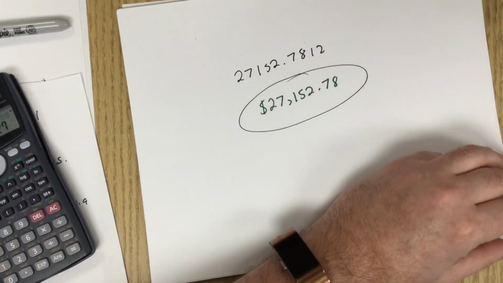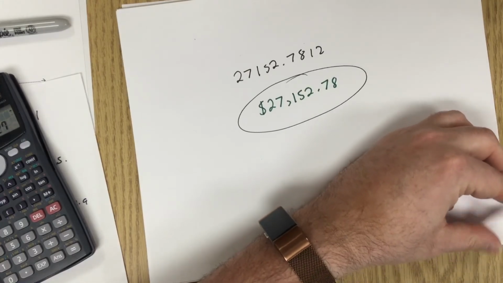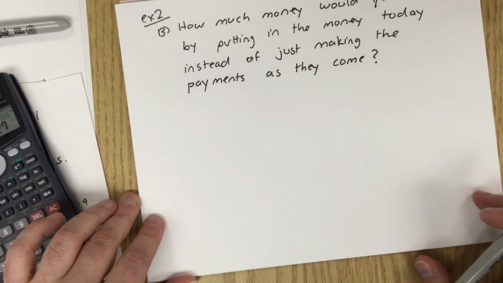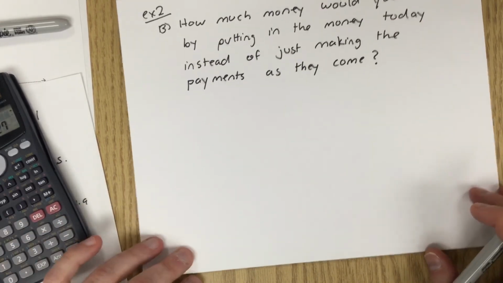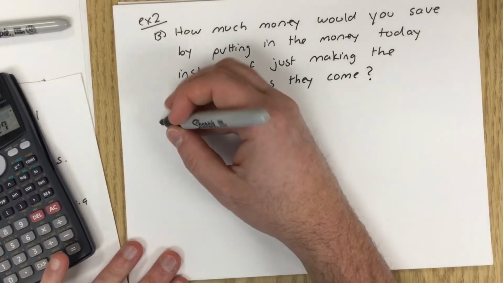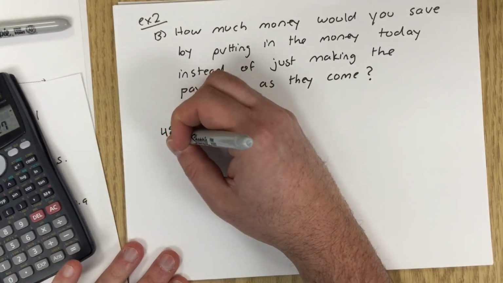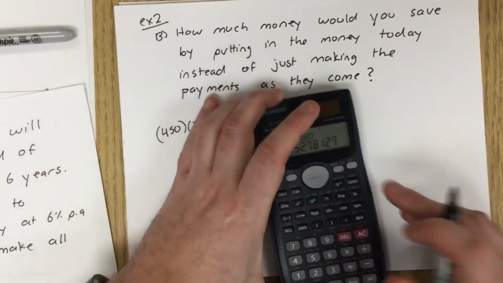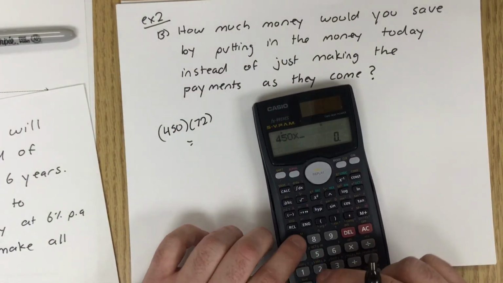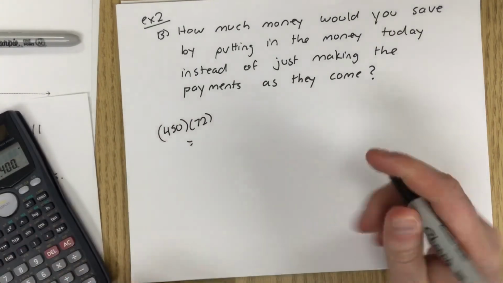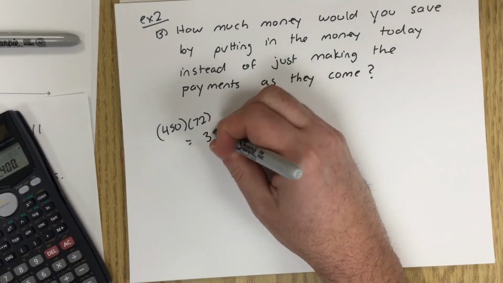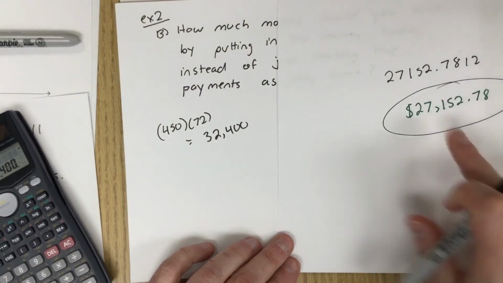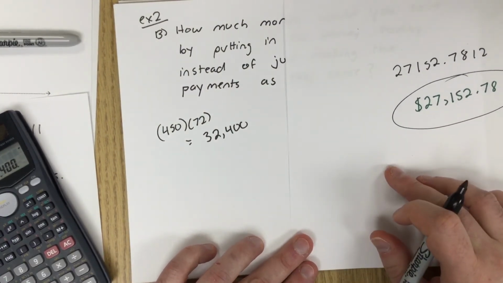We're going to need to keep that number for part B. How much money would you save by putting the money in today instead of just making the payments as they come? So if you make the payments as they come, we're paying $450 a month, and we're doing it for 72 months. So it's going to be 450 times 72. So we're actually going to give the car company $32,400. But we only have to put that much in the account today to fund all those payments.